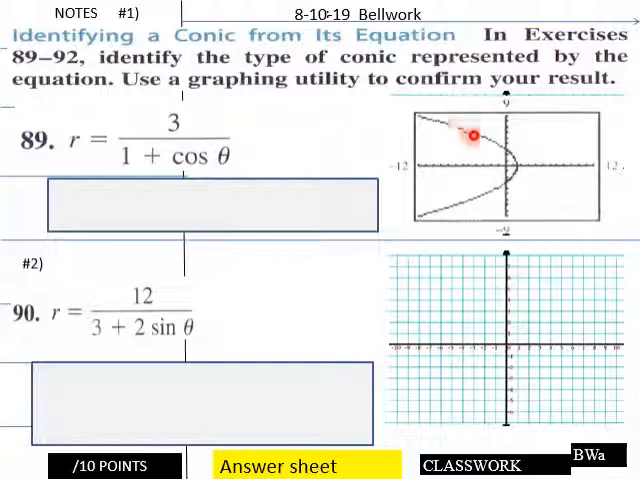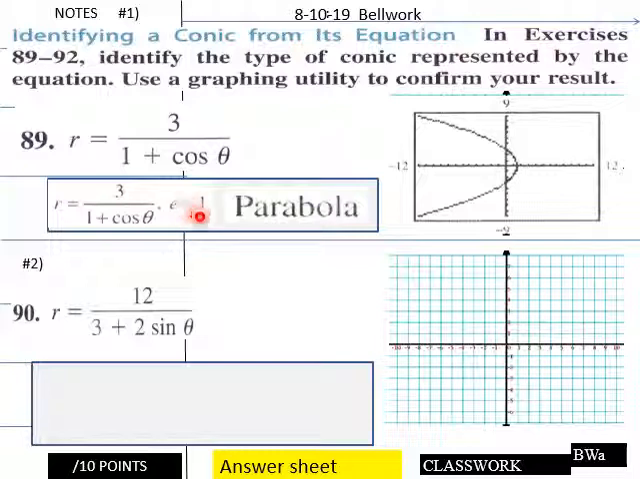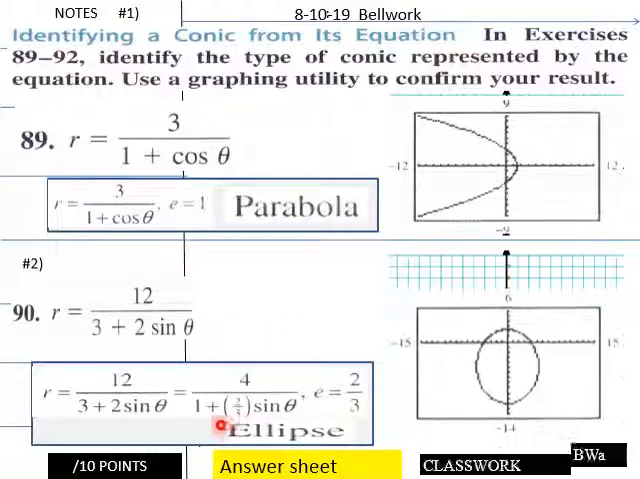Okay, welcome back everybody for today's solutions to the bell work. Here is what your graph will look like for this expression. You have a sideways parabola like that, and here is our equation. Our e equals 1. When your eccentricity equals 1, you have a parabola. And then down here, you have e equals 2/3, which is less than 1, so it is an ellipse. This is what your equation should look like, and then this is your graph. So that's what you should have for today's bell work.